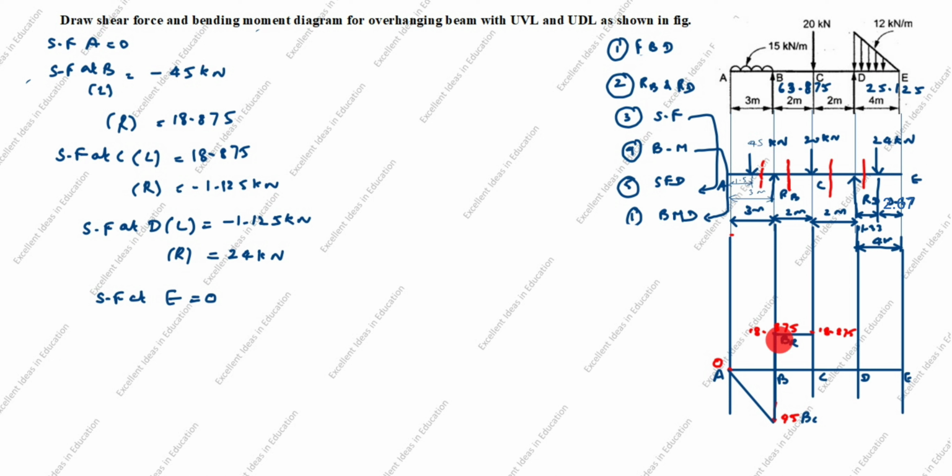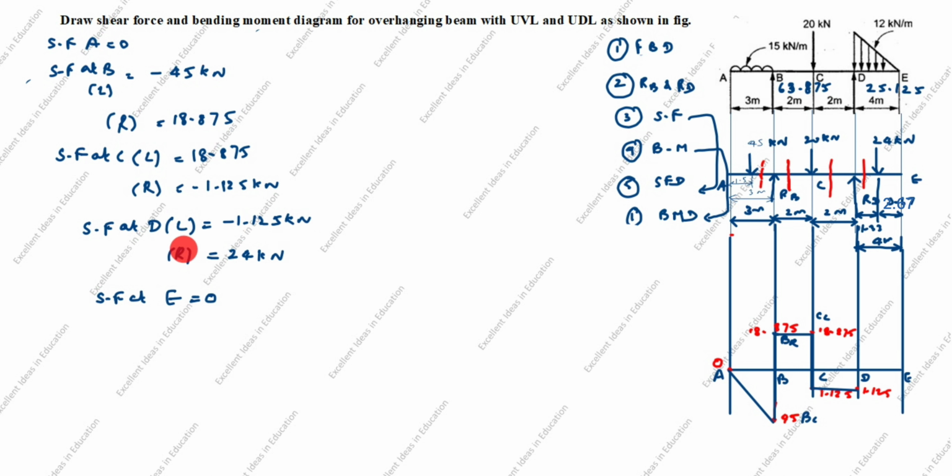Why we are drawing straight line? This is point load. Next, this is CL. What is C right side? Minus 1.125. So minus 1.125 comes this side. Draw the line down. Next, DL. DL is also minus 1.125. Here is also 1.125. Join the line.